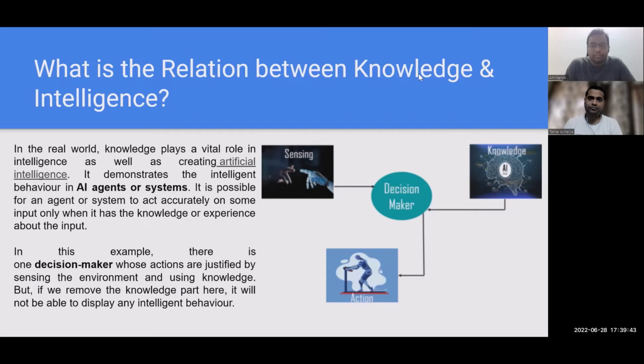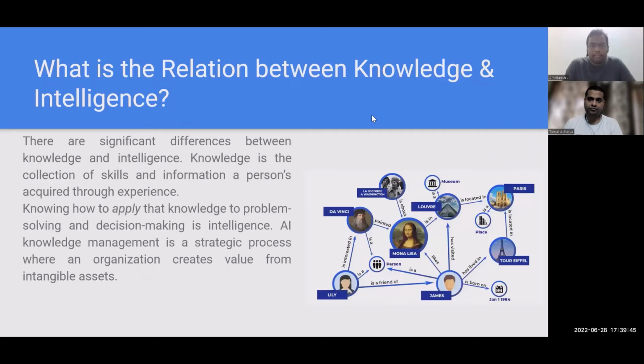Okay. All right. And here is one very good example of a knowledge graph. So let's say James here likes the Mona Lisa painting. Now, the Mona Lisa was painted by Leonardo da Vinci, as you might know. And it is present in the Louvre Museum, which is located in Paris. And even the Eiffel Tower is also located in Paris, right? And Paris is basically a place.